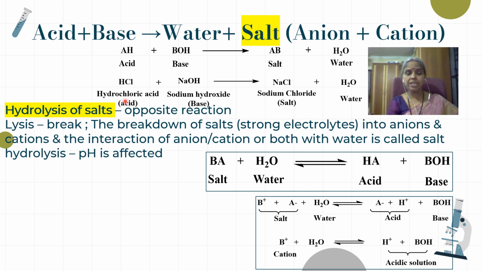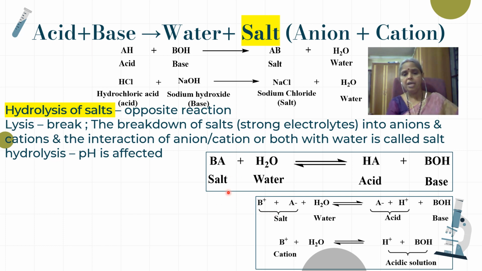What is hydrolysis? Lysis means to break. Salt hydrolysis means breaking the salt. When the salt is put in water, it will break into anion and cation. Either the anion or the cation or both of them will interact with water and break the water molecule into H+ and OH-. So formation of salt is between acid and base, but when this salt is put in water, it undergoes hydrolysis.